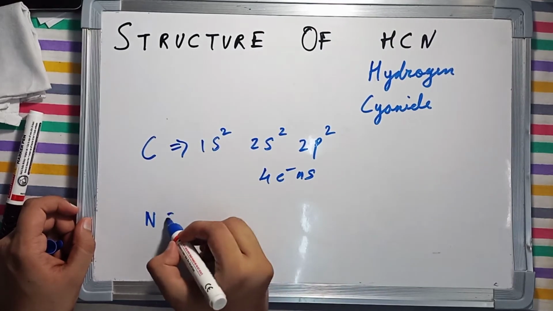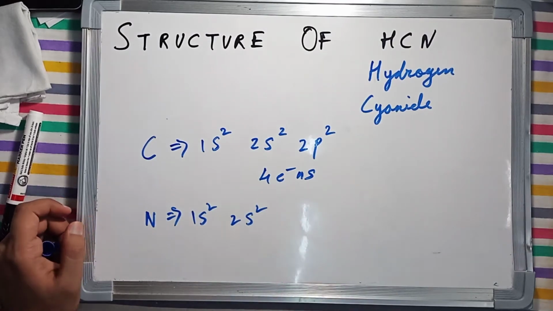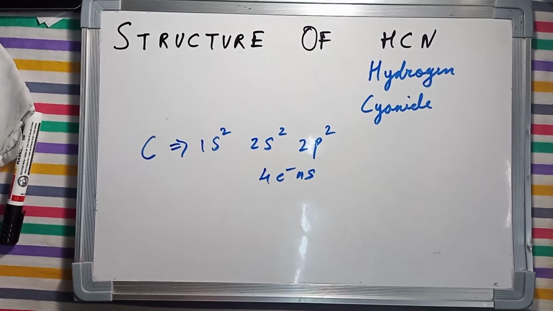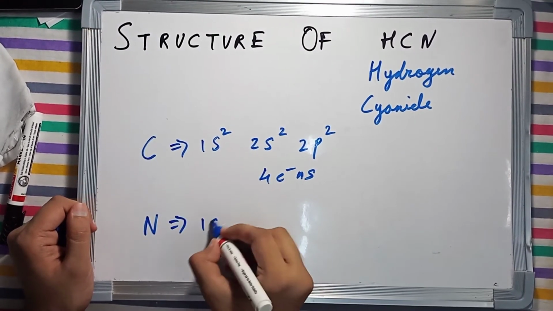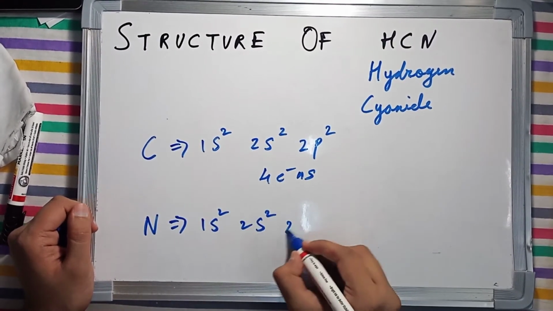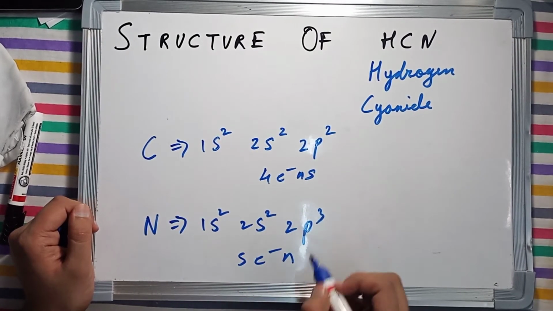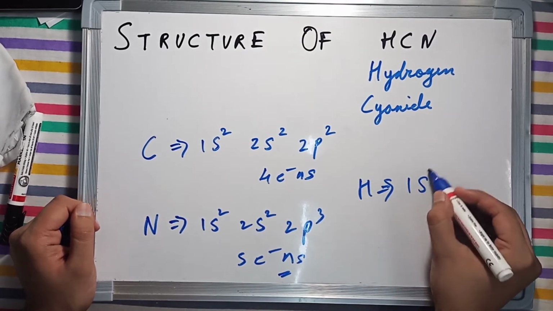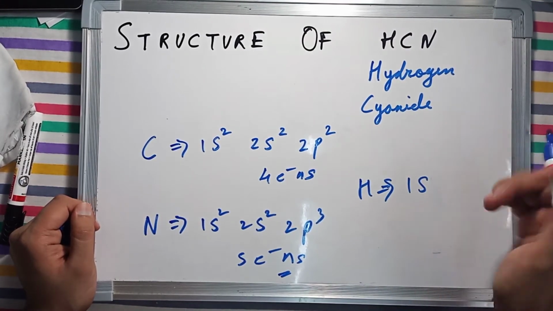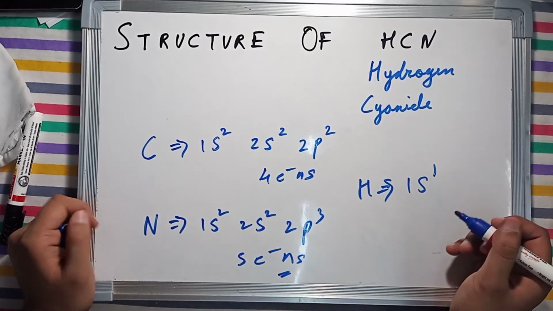Now for nitrogen, its electronic configuration is 1s2, 2s2, 2p3. It has 5 valence electrons. Okay, 2 plus 3, 5 valence electrons. And hydrogen, it is pretty simple. It has an electronic configuration of 1s1 and has just a single electron in its valence shell.